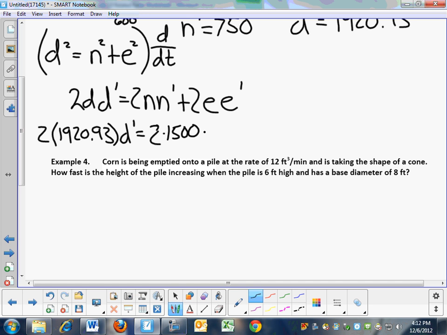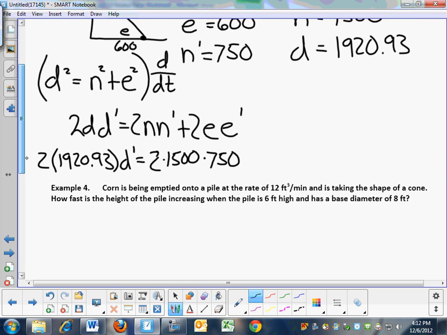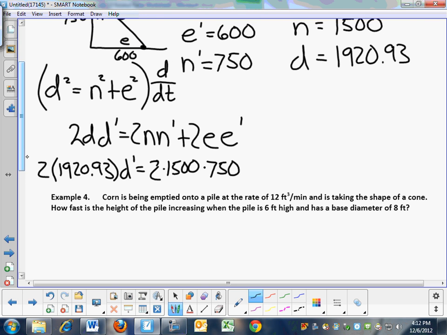Times n prime. N prime, the current rate is 750. You can see that from right here. Plus 2 times e. The current e value is 1,200. And e prime is 600. So you can see I have all those values.